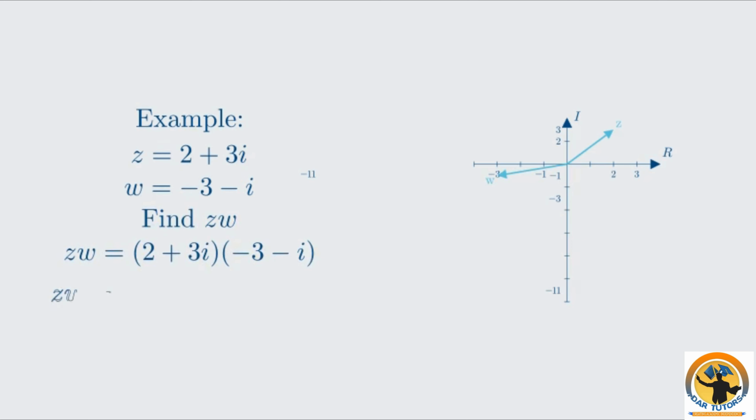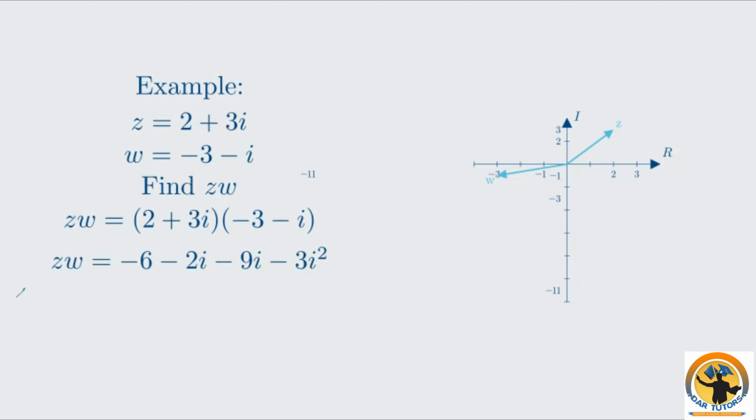Using the distributive property, or FOIL, we get negative 6 minus 2i minus 9i minus 3i squared. Remember, i squared is negative 1. Substituting i squared equals negative 1, we get negative 6 minus 11i plus 3. Combining the real parts, we find that the product zw is negative 3 minus 11i.